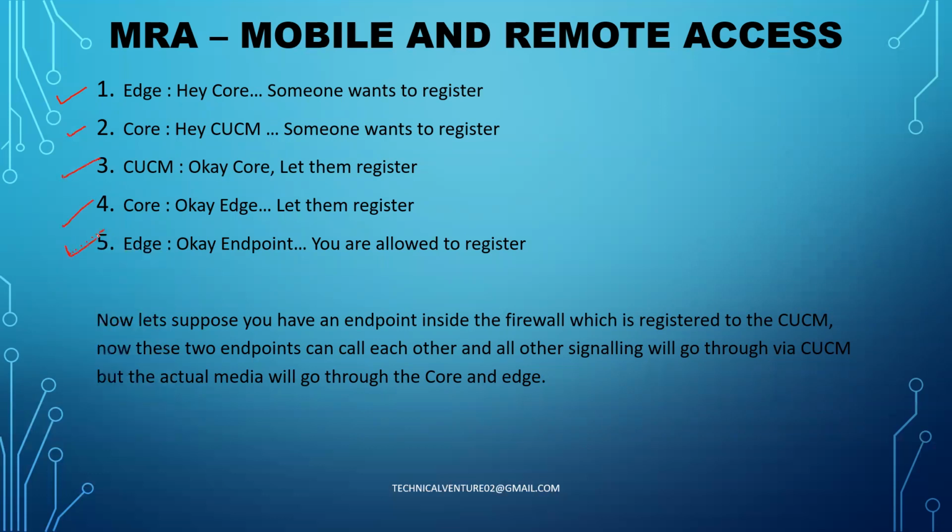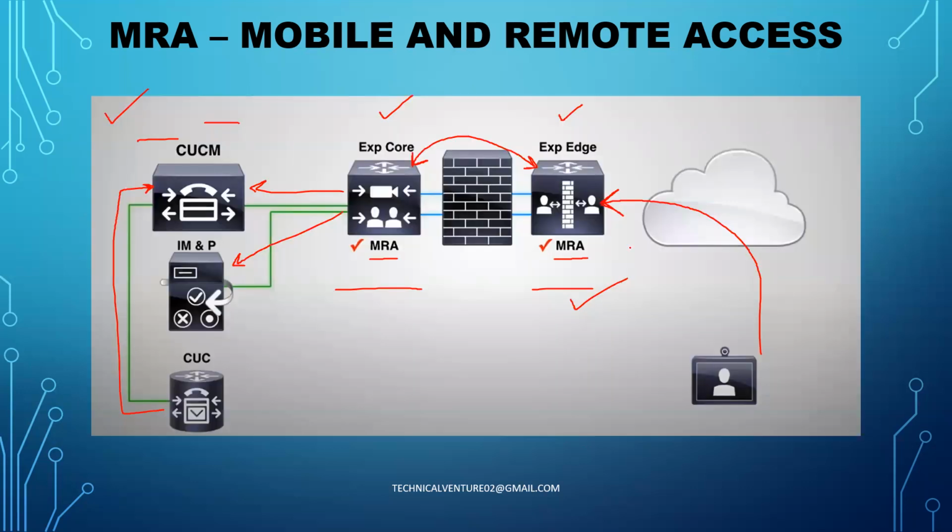The same steps which I already discussed. Now it says, let's suppose you have an endpoint inside the firewall which is registered to the CUCM. Now these two endpoints can call each other and all other signaling will go through via CUCM. So in this example, you can see this endpoint is registered now. And let's suppose on this CUCM, you have a Jabber as well. Again, like someone is sitting in the environment and they are logged in on the Jabber.